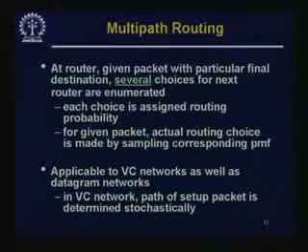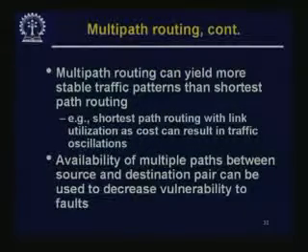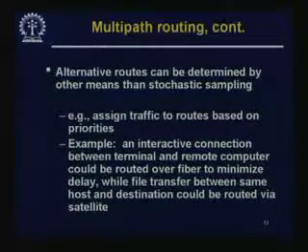Then we may have multipath routing. At router given packet with particular final destination, several choices for next routers are enumerated and then it is chosen in some fashion. Then multipath routing may yield more stable traffic sometimes. Alternative routes also is similar.